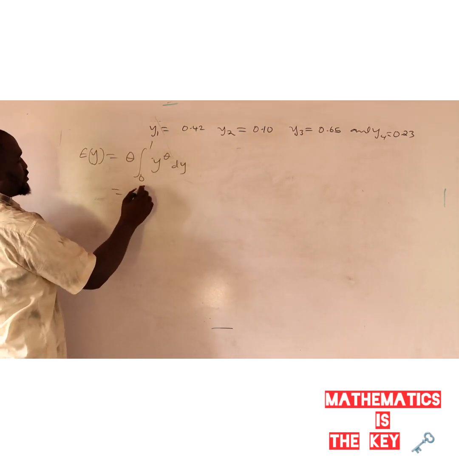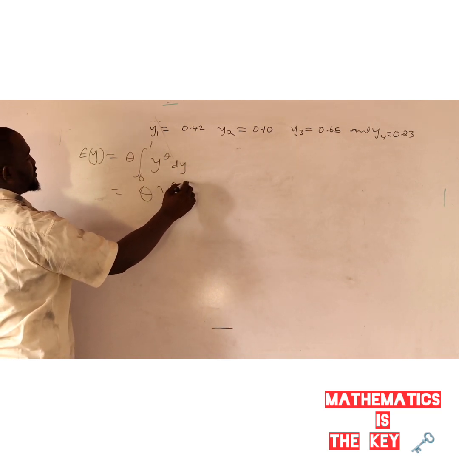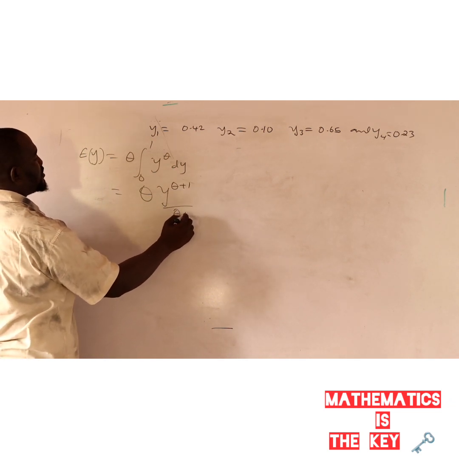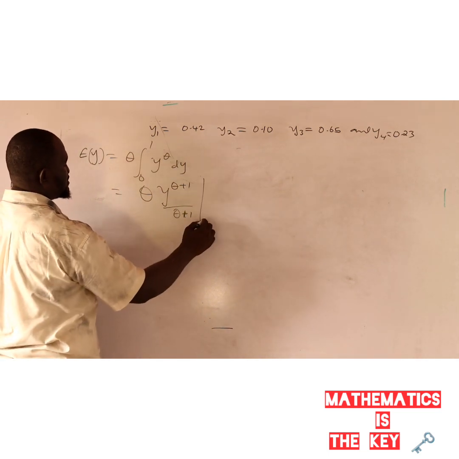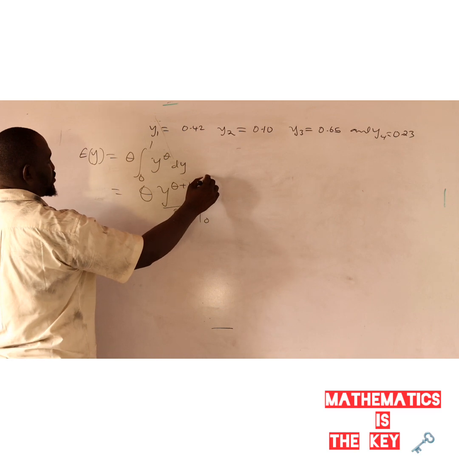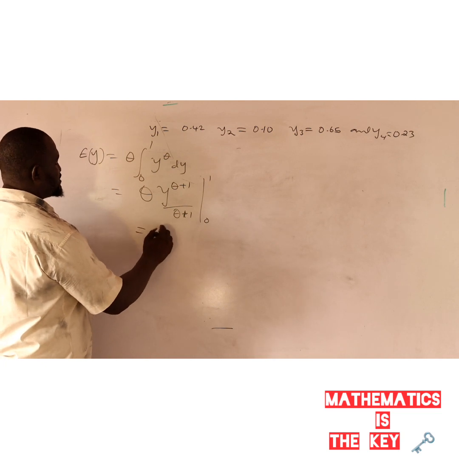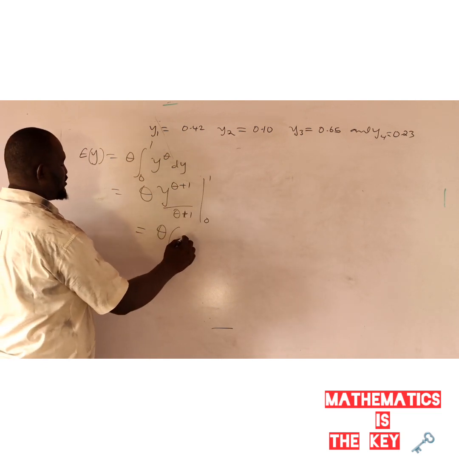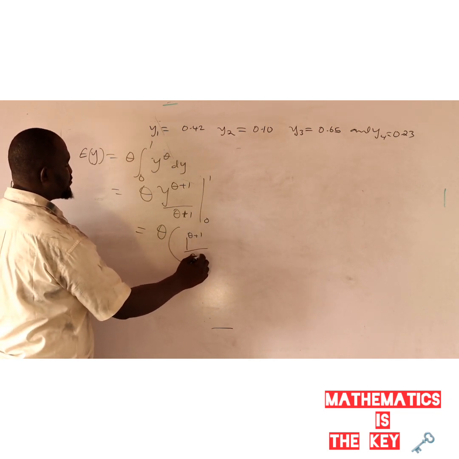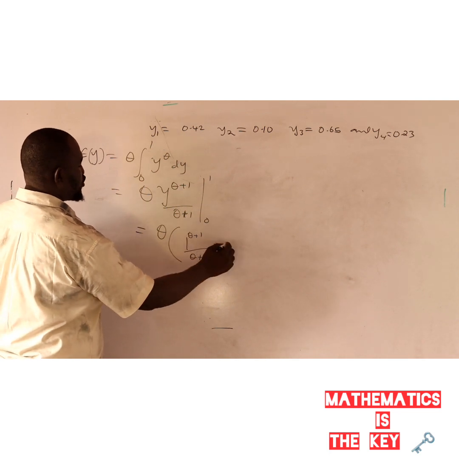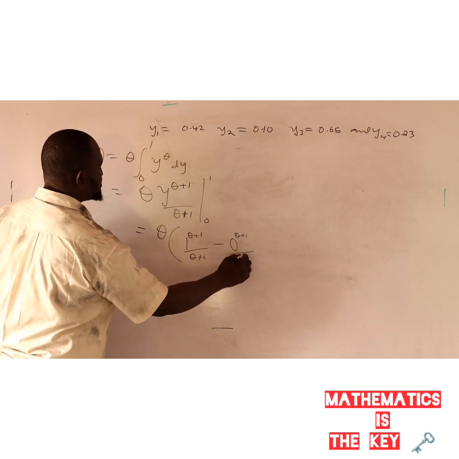Evaluate this integral. We are going to have theta. For the integral, we are going to add 1 to the power and divide by the new power. So the power is now theta plus 1. So we divide by theta plus 1. Then we put the limit, the lower as 0 and the upper as 1. So this is going to be theta. Putting the upper limit, we are going to have 1 to the power of theta plus 1 all over theta plus 1 minus the lower limit 0 to the power of theta plus 1 all over theta plus 1.